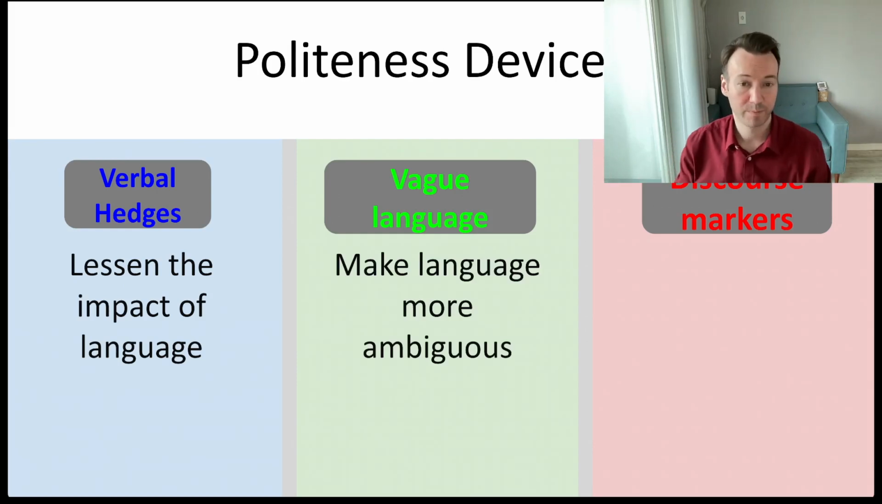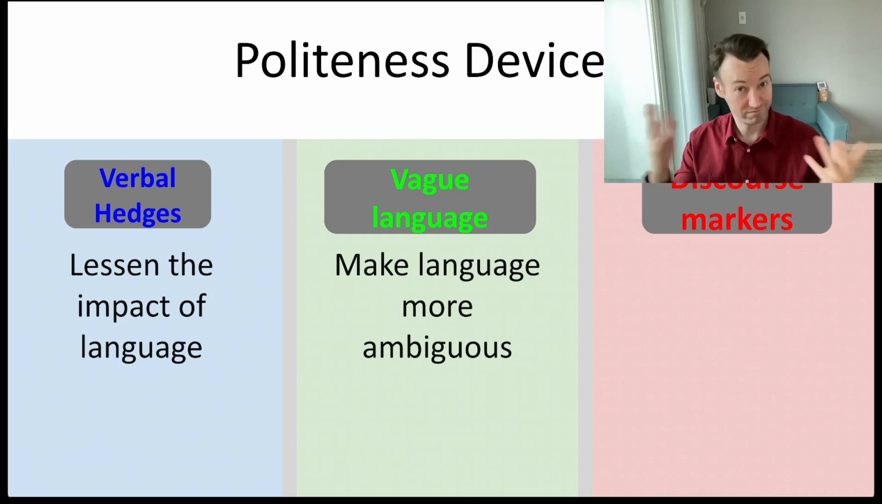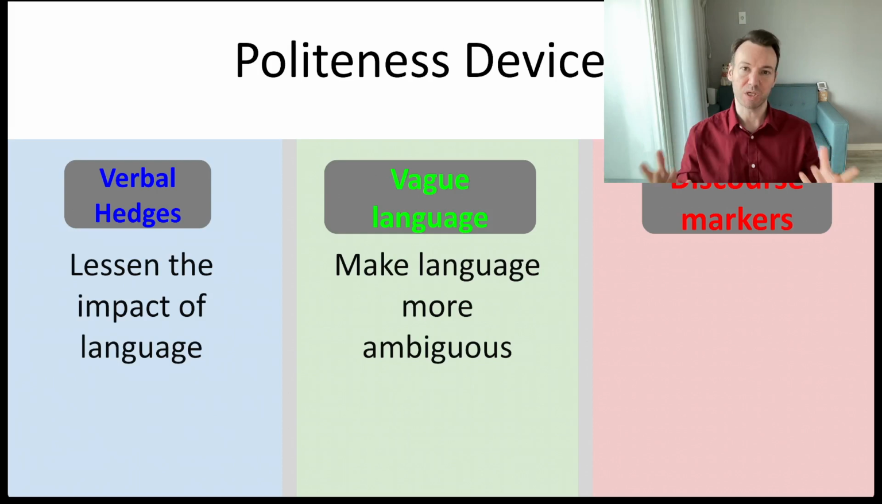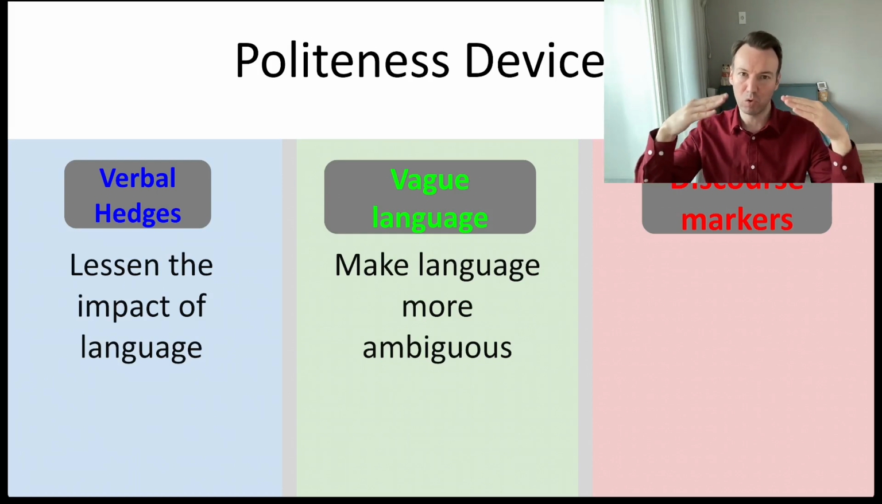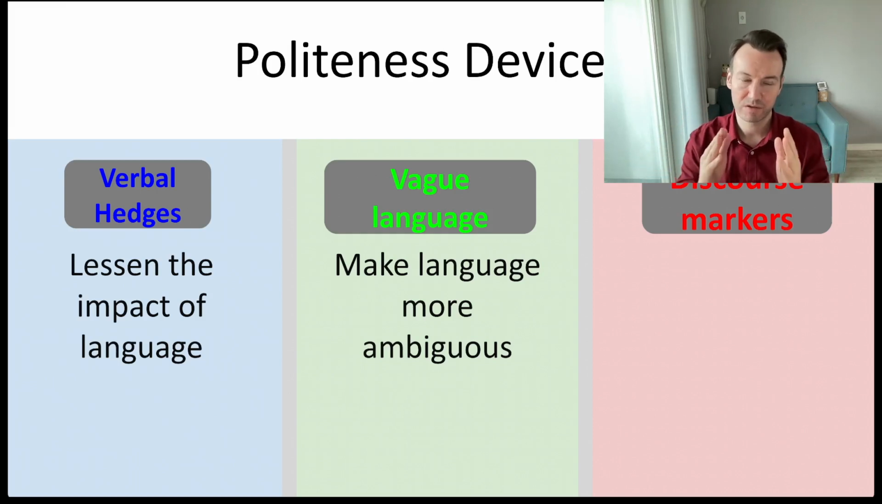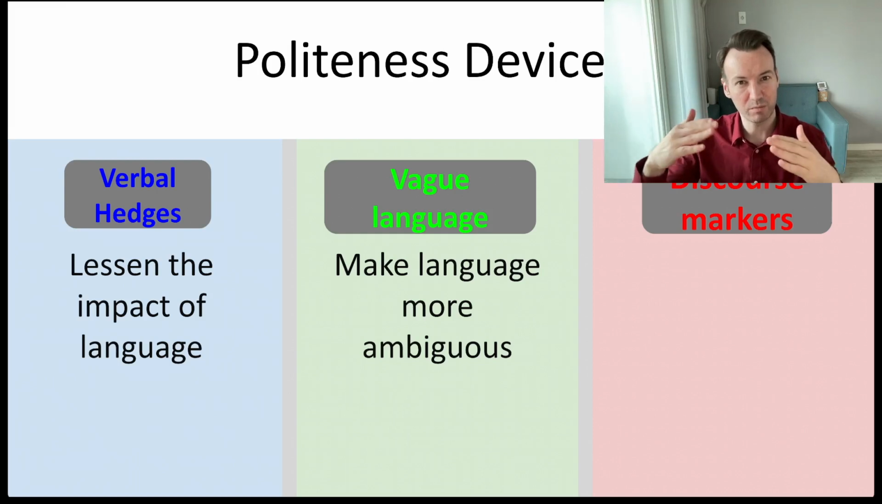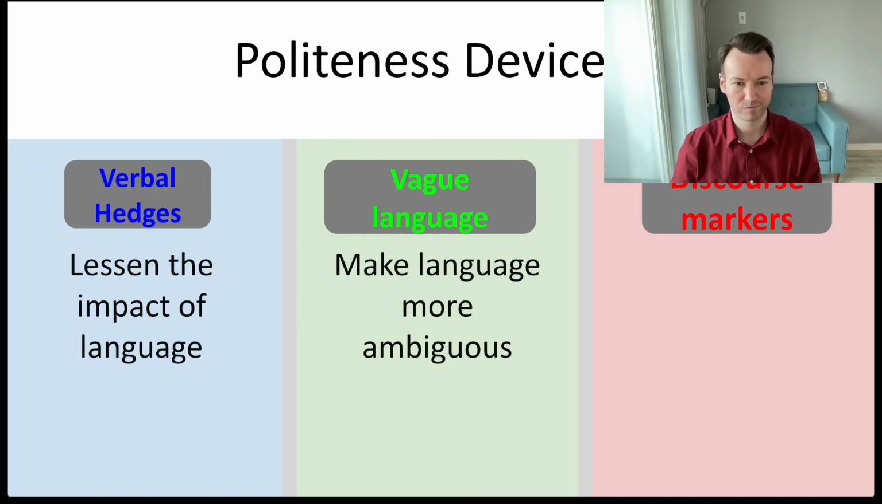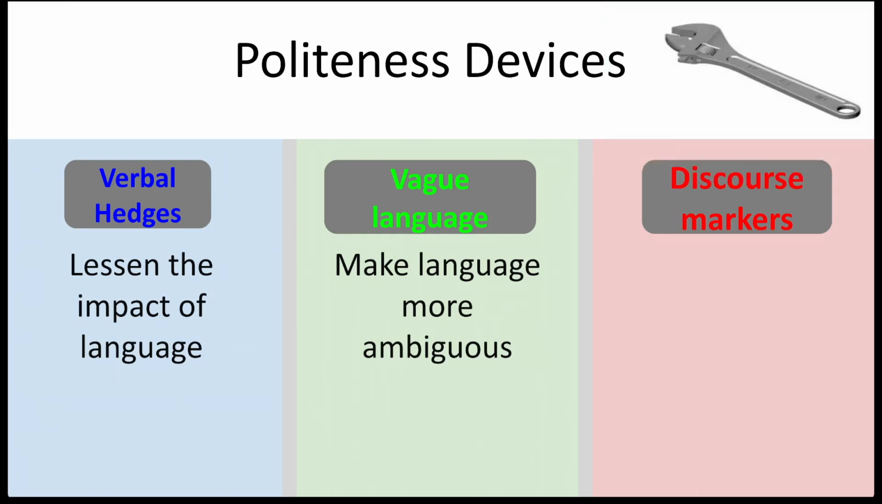Vague language. This is to, as it suggests, to make language more ambiguous. You are allowing more flexibility in the understanding. So you're not saying something that A is B. You want to have a little bit more flexibility, a little bit more ambiguity, vagueness in your language and language choices.